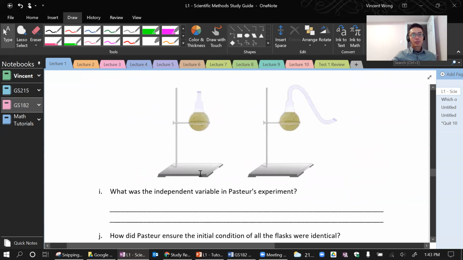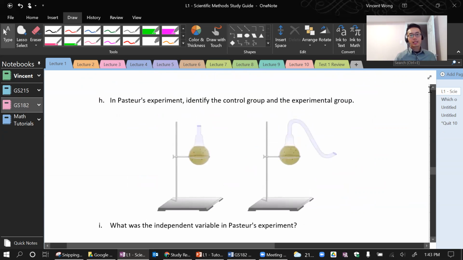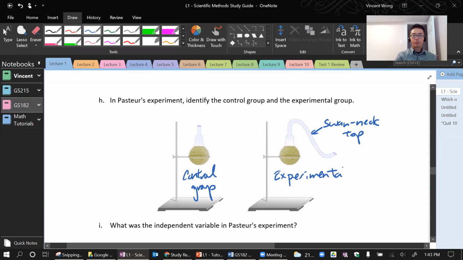Moving on. So this is his experiment. Okay. He is going to have two groups. One with a flask that's open directly to the air. The other one is connected to a swan neck top. And so the group that does not have the modification, we call that the control group. And then the one with the swan neck top, this is the experimental group, or sometimes also called the treated group.